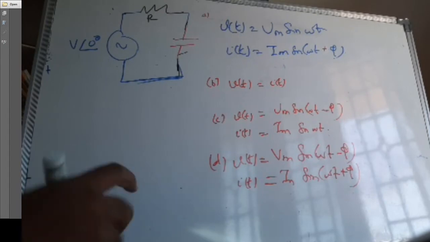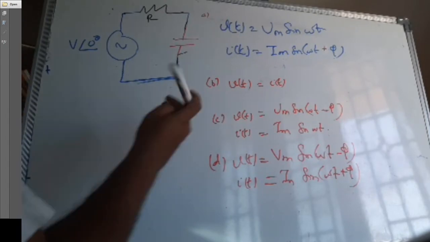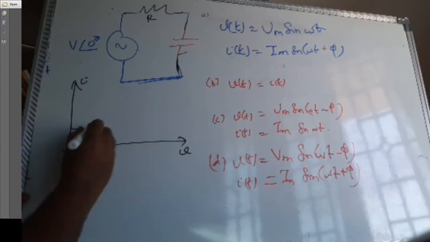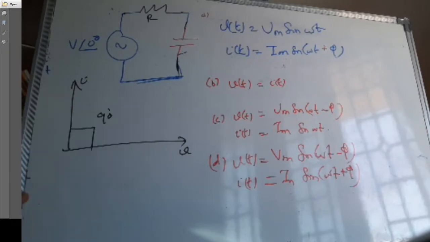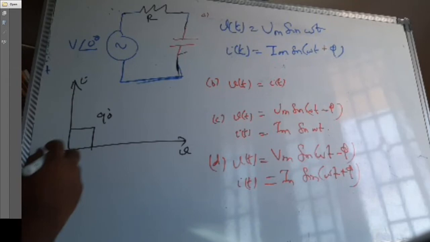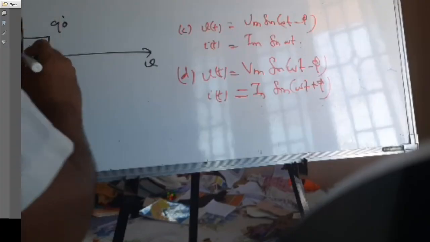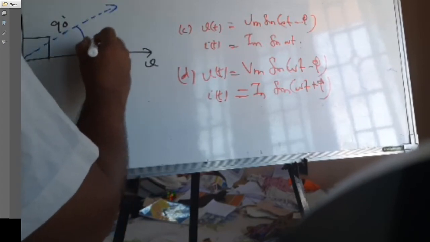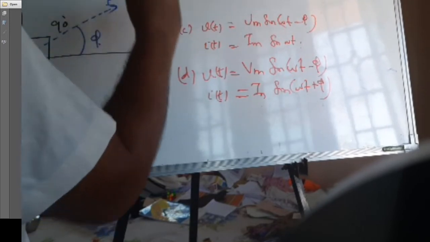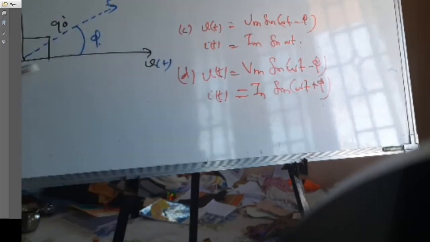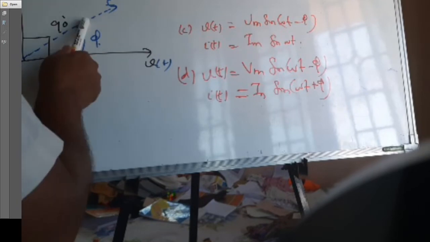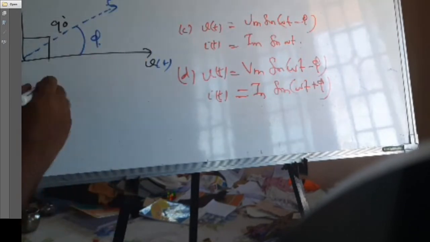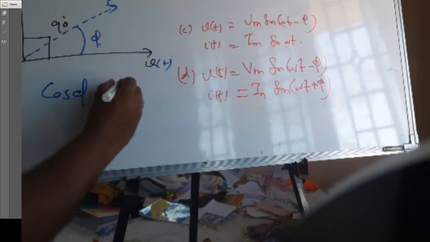So this curve is represented in a phasor diagram like this. And here you see that the current I is at an angle of 90 degrees for pure capacitance. For this case, this is going to be the answer. This is the V of t. The current leads by phi, or the voltage lags by an angle of phi. That is the answer. So what about this? We can say that cos phi is the power factor.